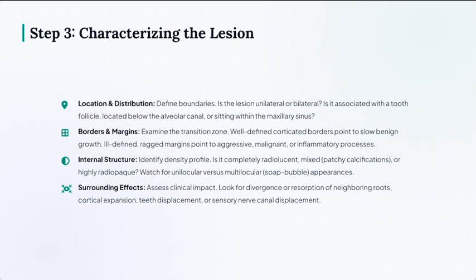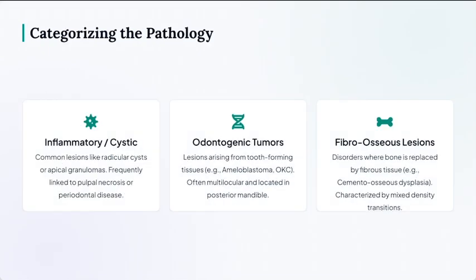The surrounding effect of this lesion: assess the clinical impact. Look for divergence or root resorption, cortical expansion, teeth displacement, or sensory nerve canal displacement. These are milestones while you're thinking.